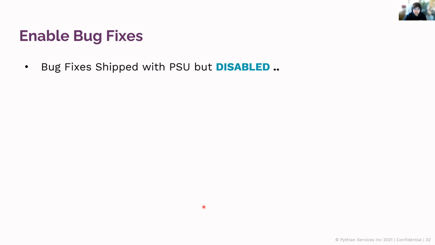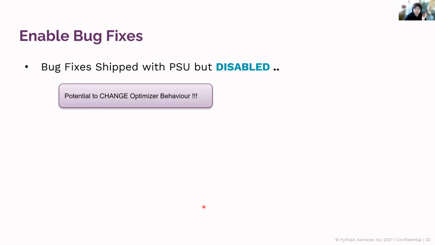So the last thing that we want to talk about in terms of fixes is enabling those bug fixes that were shipped. As you're aware, with PSUs and RUs, we get bug fixes, but they are not enabled. They're disabled by default. They're shipped but disabled. Why are they disabled? They're mostly disabled because they have the potential to change optimizer behavior, which is extremely dangerous.